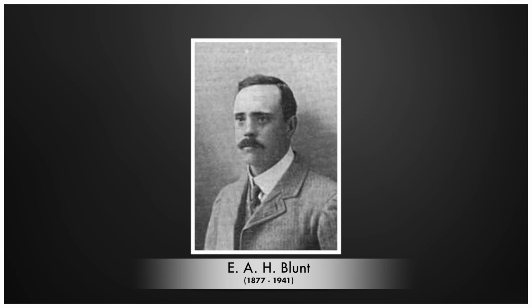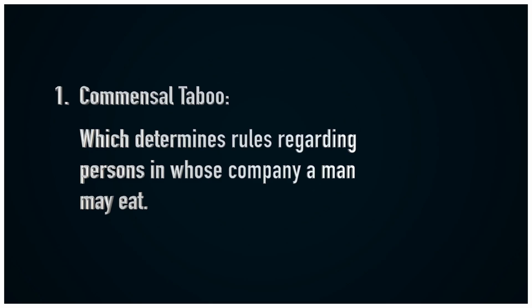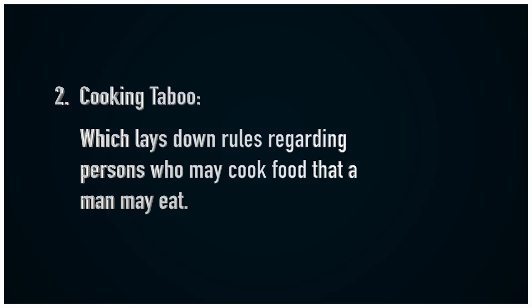Detailed rules are laid down with regard to the kind of food that can be accepted by a person from different castes. According to Blunt, there are 7 important taboos in this respect. Number 1, commensal taboo, which determines rules regarding persons in whose company a man may eat. Number 2, cooking taboo, which lays down rules regarding persons who may cook food that a man may eat.